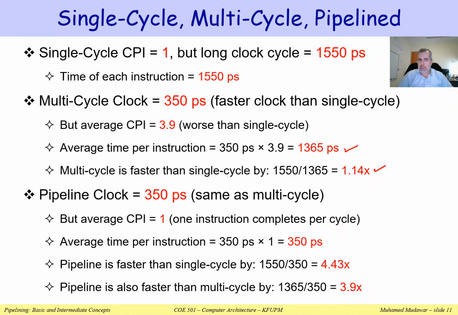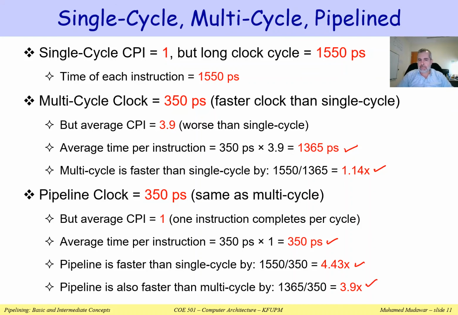Finally, for pipelining, we have reduced not only the clock, but also the CPI. So the pipeline clock cycle is only 350 picoseconds, which is the maximum delay at any stage. It's the same thing as the multi-cycle, but the average CPI is reduced to 1, because 1 instruction completes per cycle. So therefore, the average time per instruction is only 350 picoseconds. If you compare it with the single cycle, you divide 1,550 by 350. This will give you 4.43x. It's more than 4.4x faster than the single cycle, and it is 3.9x faster than the multi-cycle. So this is the benefit of pipelining.